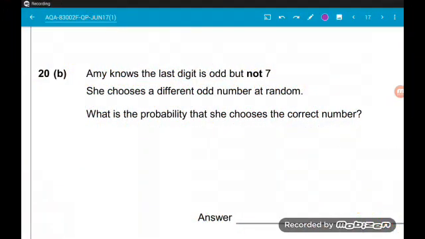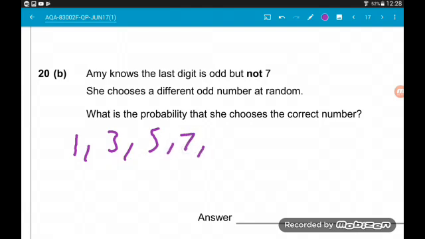And then for part B, Amy knows the last digit is odd, but not 7. She chooses a different odd number. What's the probability she chooses the right number? Well, how many odd numbers are there between 0 and 9? We've got 1, 3, 5, 7, and 9. But we know it's not 7. So she's got 4 other digits to choose from. Probability then that she chooses the right one is 1 out of 4.